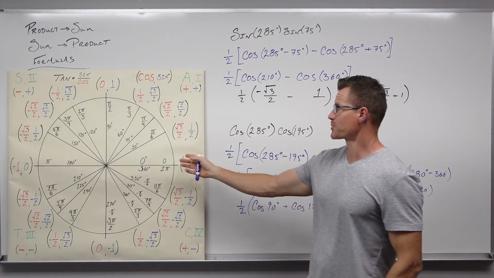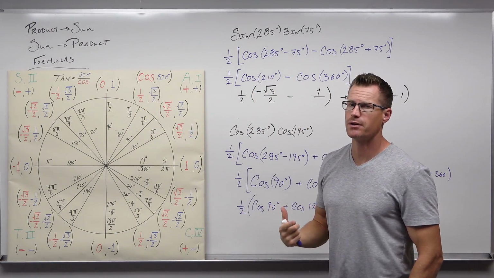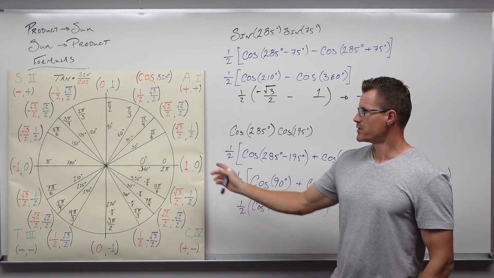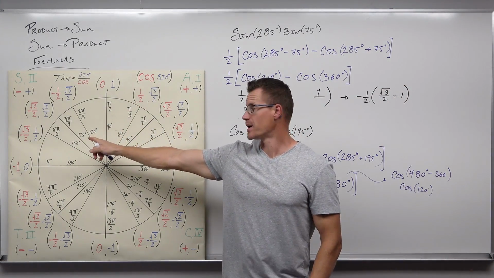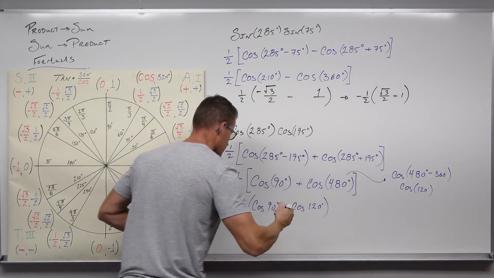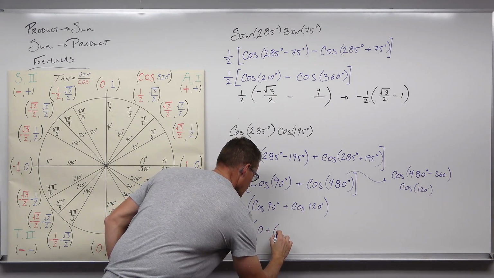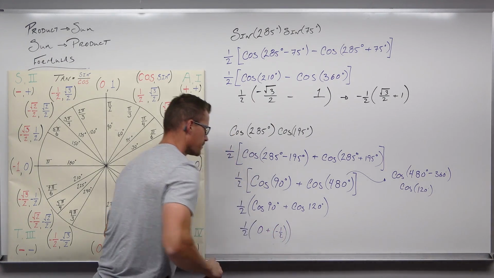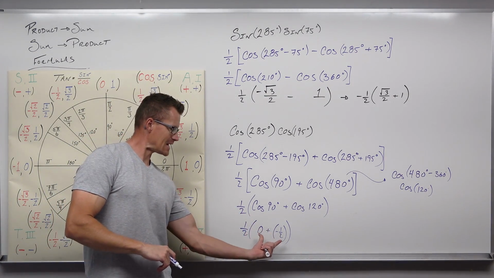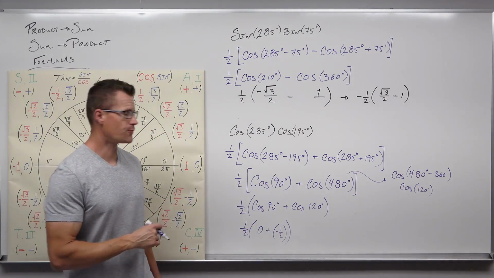Again, cosine 90 is pretty nice. That's pi over 2. That's going to give us 0. So cosine of 90 degrees is 0. Remember, we're looking at the x-coordinate for cosine. Cosine of 120 degrees is the same thing as cosine of 2 pi over 3. Those are the same angle. It's going to be negative 1/2. So 0 plus negative 1/2 times 1/2, that's negative 1/2. That's 1/2. So 1/2 times negative 1/2 is negative 1/4.